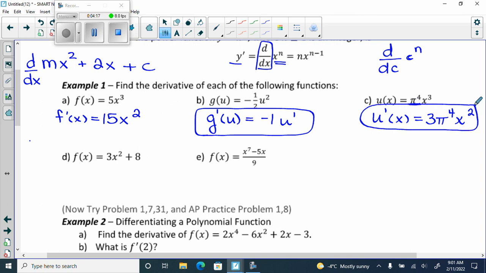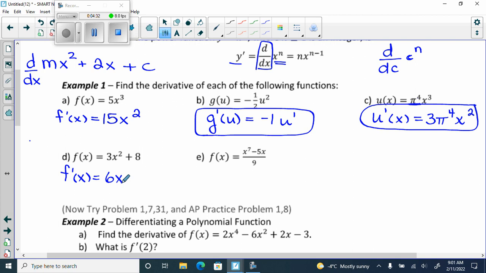What about d? f prime of x equals 6x to the 1, which I don't have to write. And then what happens to the 8?